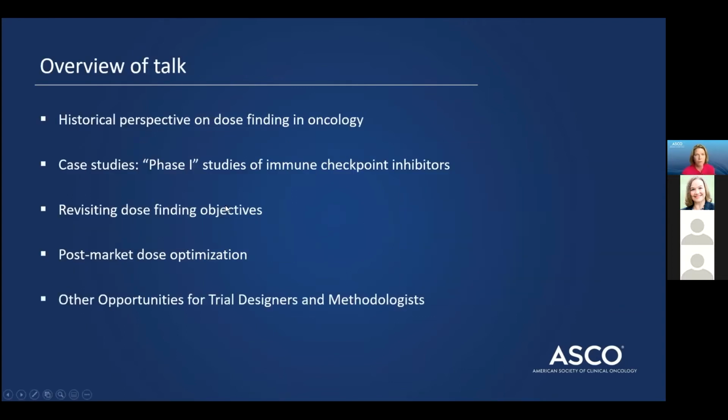Right, to the overview of my talk, I'll give a historical perspective on dose finding in oncology. I'll keep this brief. I'm going to give a couple case studies of what were considered phase 1 studies of immune checkpoint inhibitors. I'll talk about revisiting dose finding objectives. I'll talk about dose optimization in the post-market setting. And then I'll talk about some other opportunities that I hadn't touched on at that point for trial designers and methodologists, for those of you interested in moving this field forward as well.